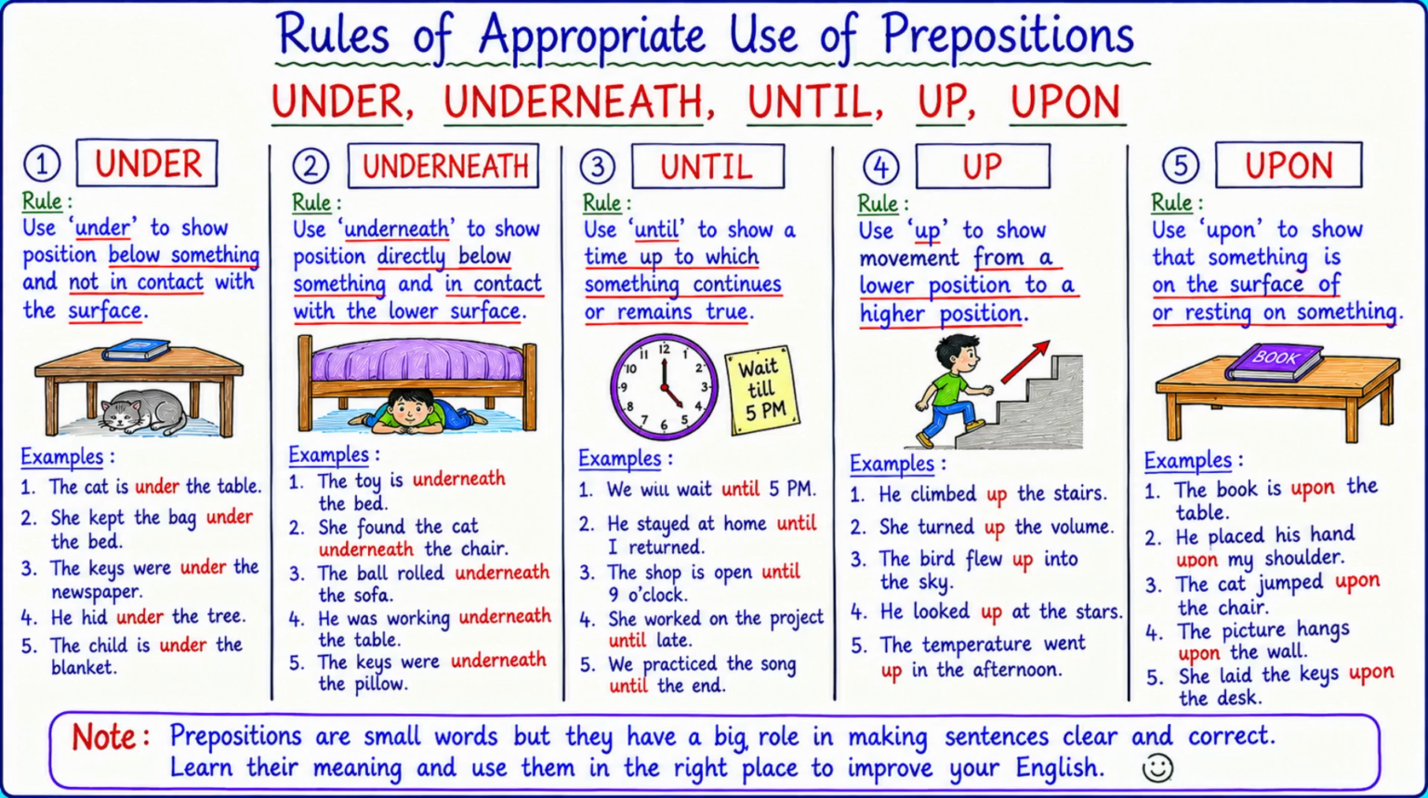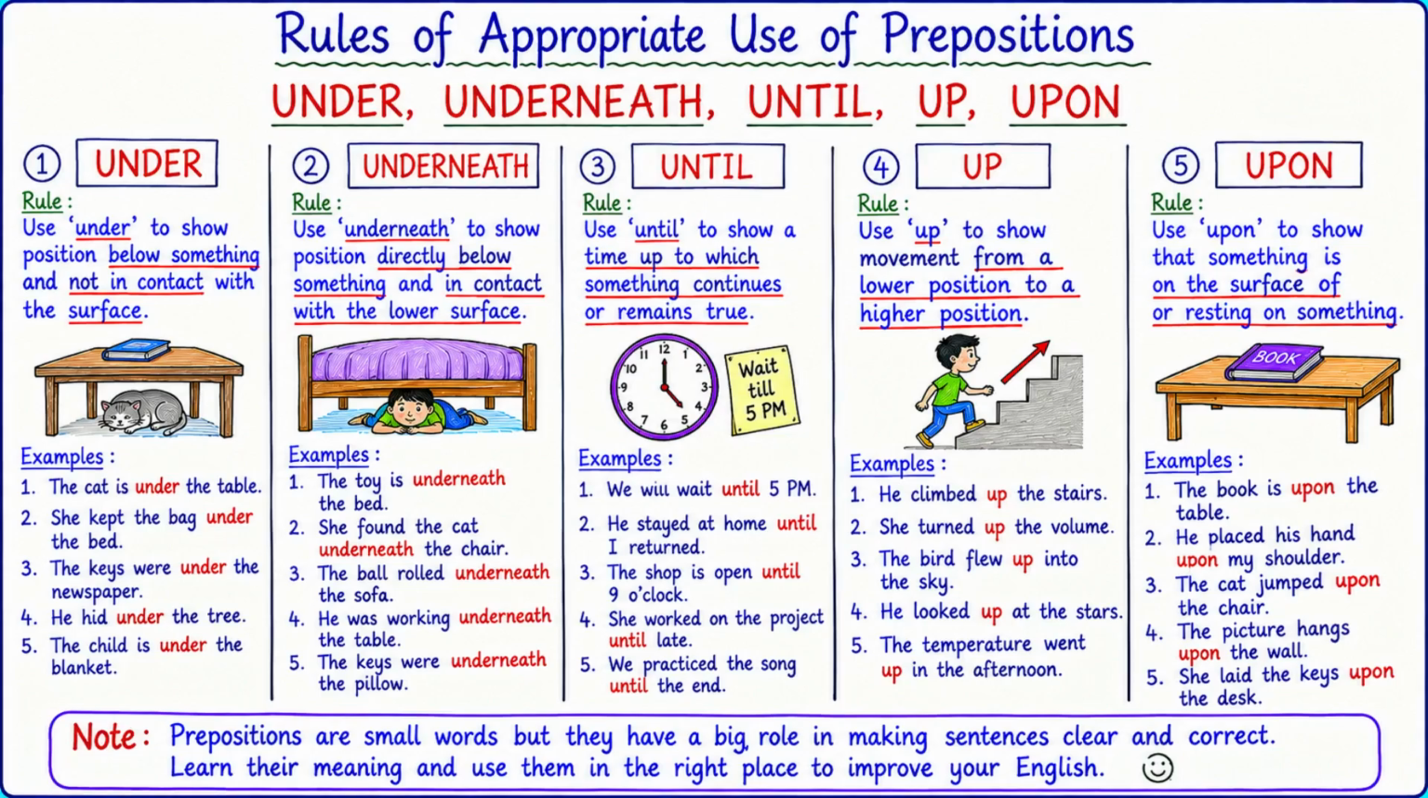In today's lesson, we are focusing on its use to show that something is on or onto something, often in formal or literary English. Let's look at the examples. 1. The book is upon the table. The book is on the table. 2. He placed his hand upon my shoulder. His hand was placed on my shoulder. 3. The cat jumped upon the chair. The cat jumped onto the chair.